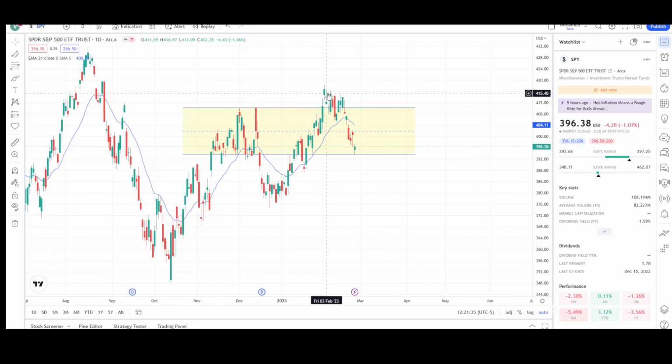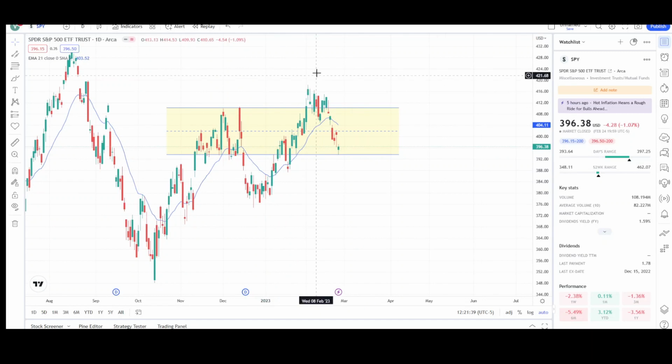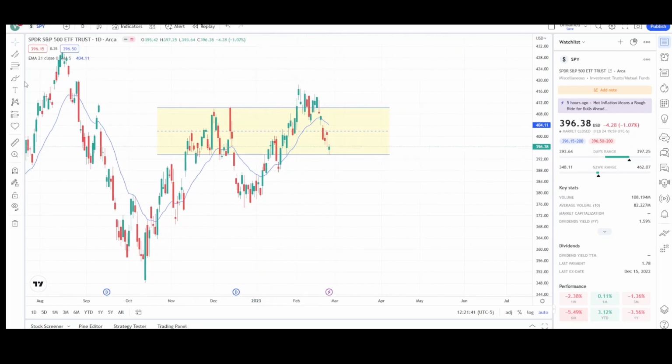Then we broke on the top side because the market is symmetrical. Then we came back inside the range. So we had a break on the bottom. We had a break on the top. Now we're back inside the range. So this is acting as support. That's why we had a green bar on Friday. And we could probably see another move higher.